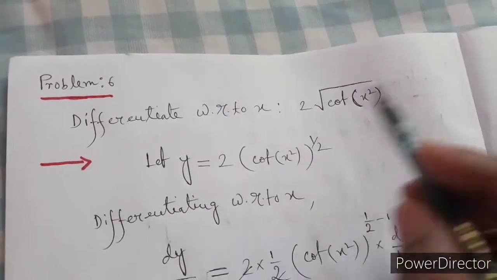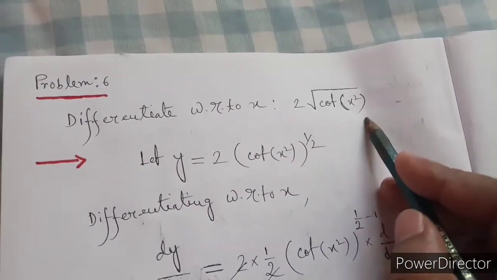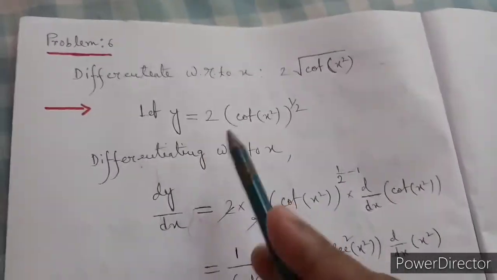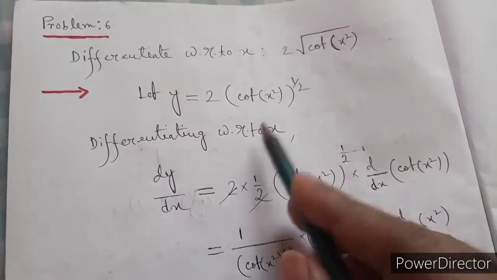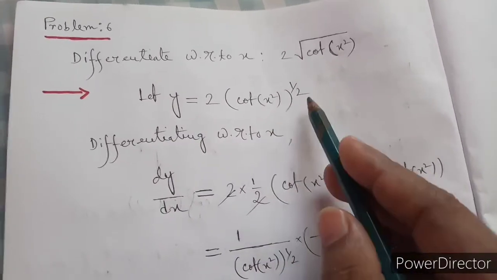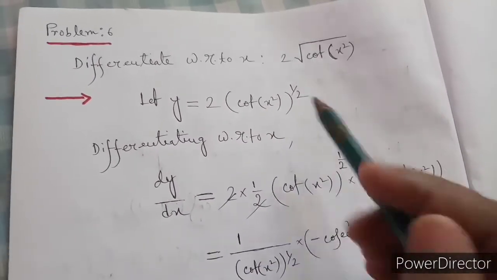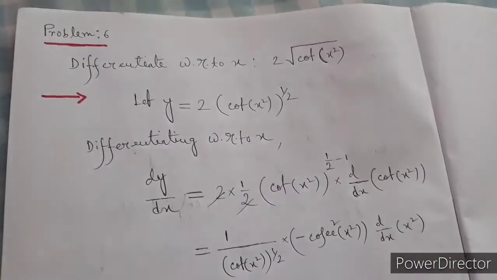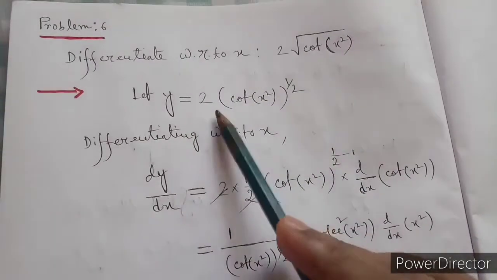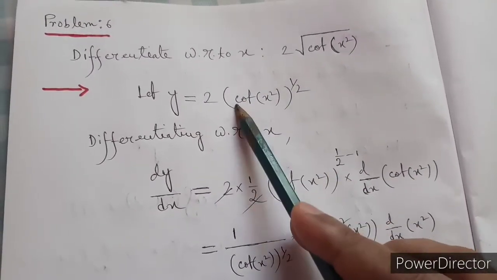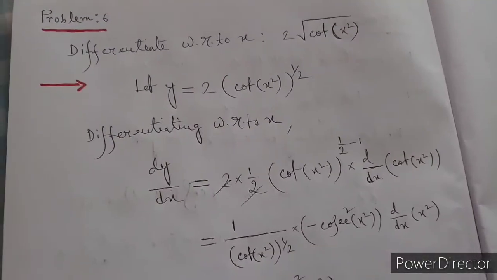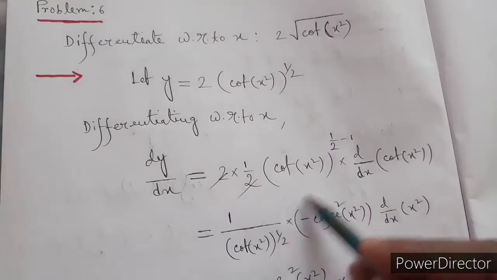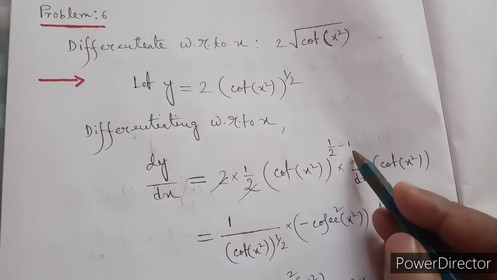Now problem number 6. Differentiate with respect to x root under cot x square. How to solve it? Similar problem using chain rule, obviously. Let y equal to cot x square to the power half. Root under cot x square means cot x square whole to the power half. So now differentiating with respect to x, you have to consider this total one, cot x square, as a single x. So x to the power half, the derivative of x to the half means half of this one to the power half minus 1.